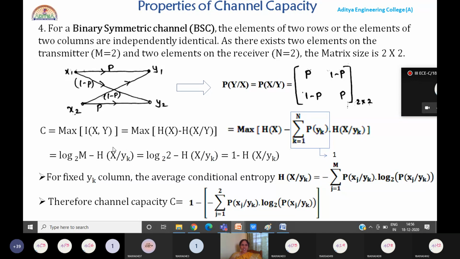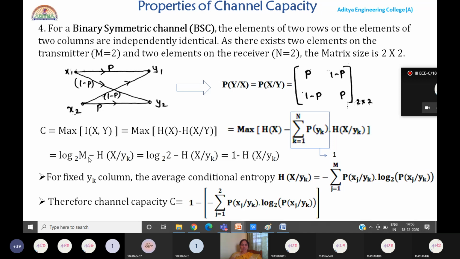What is H(X/yk)? It is the average conditional entropy of the transmitter knowing a yk element. Because here we considered the sum of all the elements of the receiver, and the sum of all the elements on the receiver matrix is 1. So that's why I can replace summation k = 1 to n of P(yk) as 1.